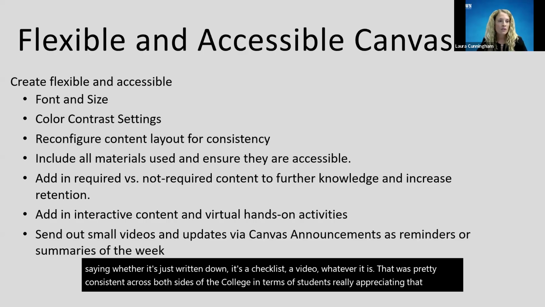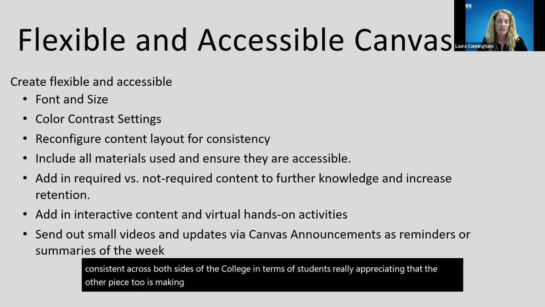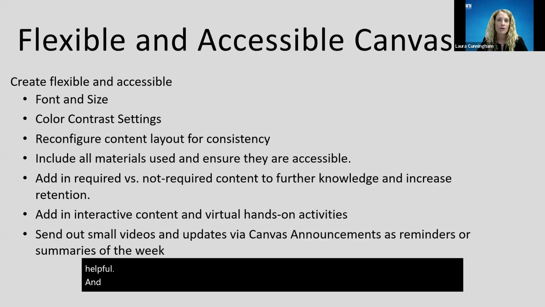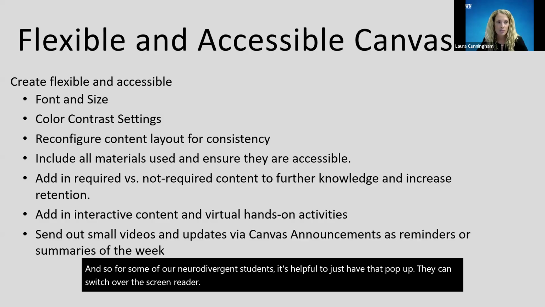The other piece too is making sure everything is within Canvas announcements. The other piece was they were talking about hyperlinks. So the ease of having a hyperlink within was also very helpful. And so for some of our neurodivergent students, it's helpful to just have that pop up. They can switch over to the screen reader, and it is much more accessible as well.